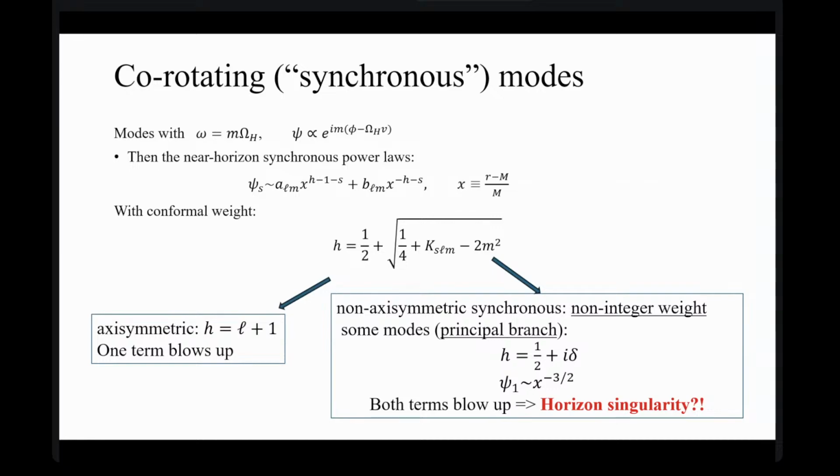However, for synchronous perturbations, these will be non-integer for the principal branch of perturbations, where the term inside this root will be negative, so we will have h equals 1 half plus i delta. So for these modes, if you go back to this equation and ignore the s parameter here, you'll have h minus 1 and minus h. Both of them, since h has real part 1 half, will be minus 1 half. So we have two powers of x that are both minus 1 half, meaning that as we take x to zero, they will both blow up. So immediately one would think we have a horizon singularity for these synchronous perturbations.